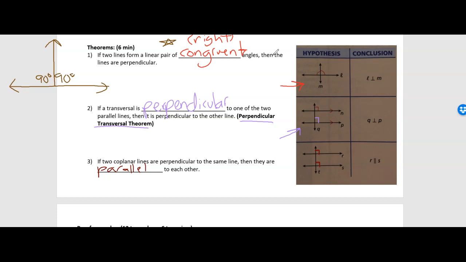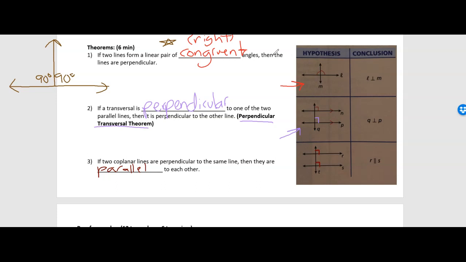Well, again, this is kind of going the opposite way that the second theorem was going. So if we know that the corresponding angles are congruent, well, then we can say that the lines are parallel, right? This goes back to the converse of the corresponding angles postulate. If corresponding angles are congruent, then the lines are parallel.